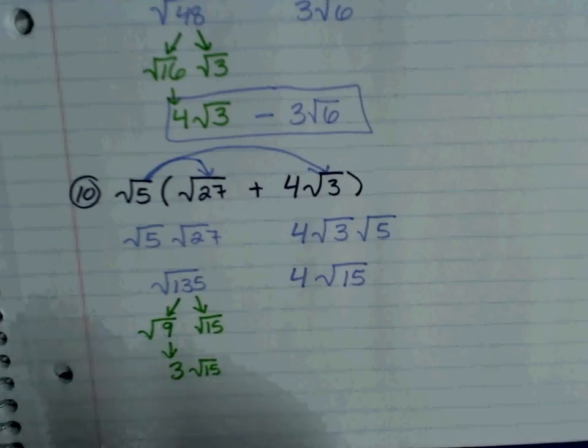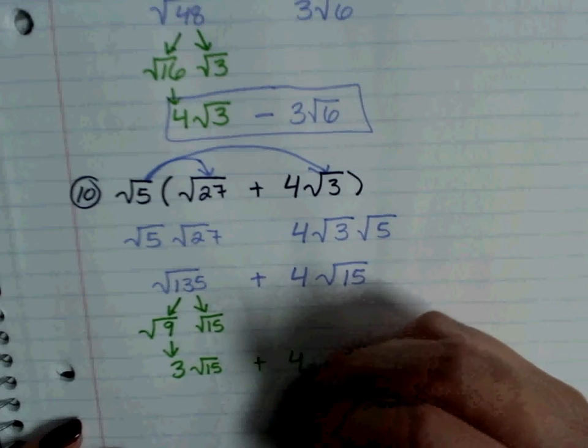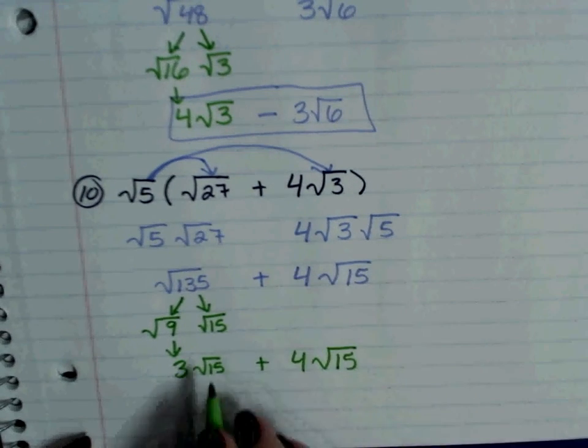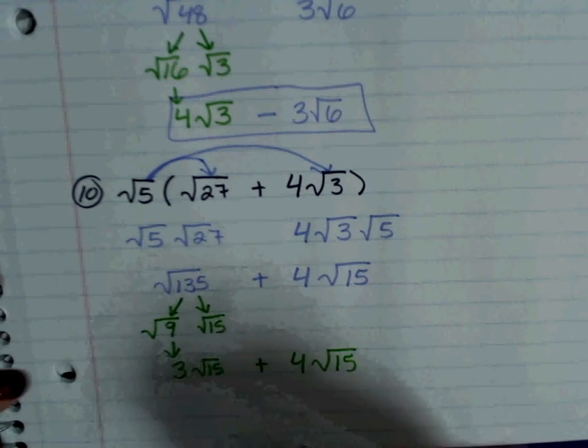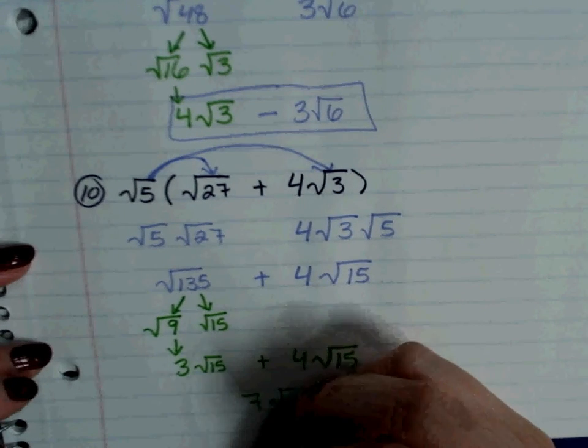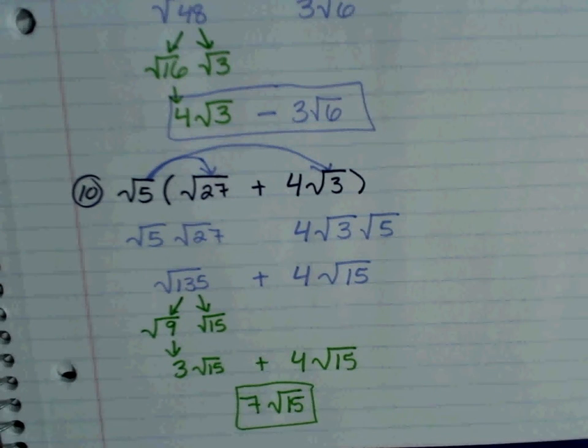That's going to become 4 square root of 15. We've got a nice little plus sign in between it. So I can actually go ahead and combine them because they are like radicals now. So what's 3 plus 4? 7 square roots of 15.